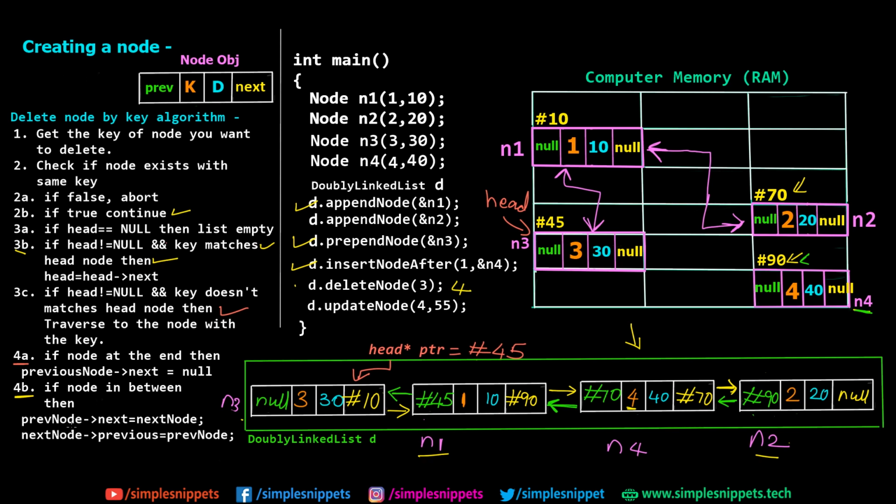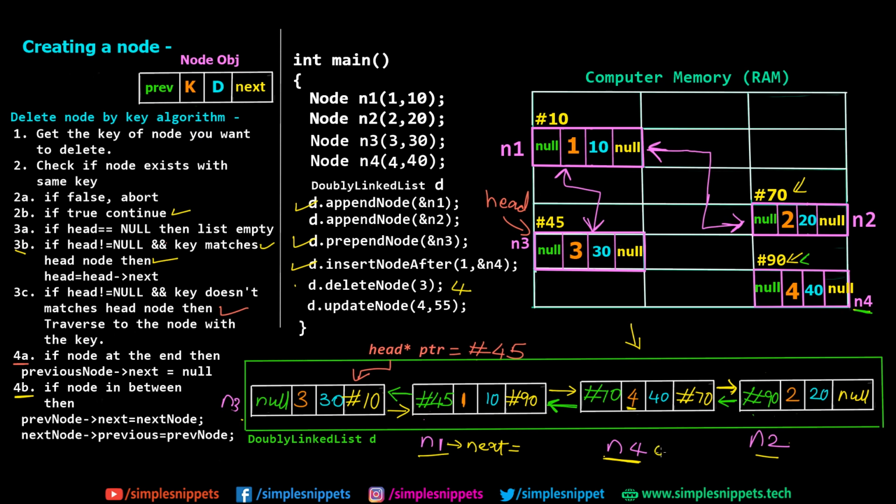We have to say previous node of next equals to next node. So we have to come to this node first. We have to traverse from N3 to N1 to N4. We have to say previous node. Now previous node of N4 is N1. We have to say N1 of next equal to, that is previous node of next equal to next node.